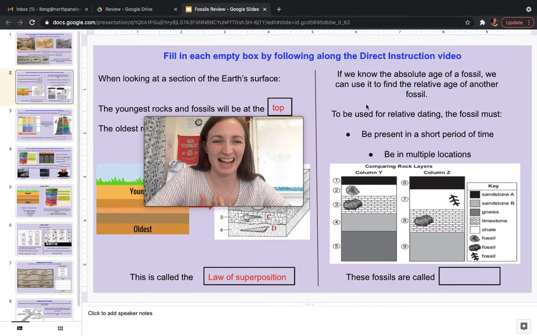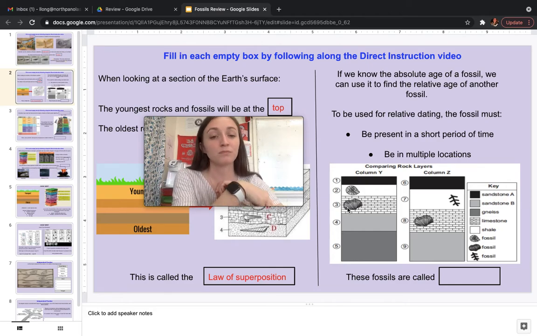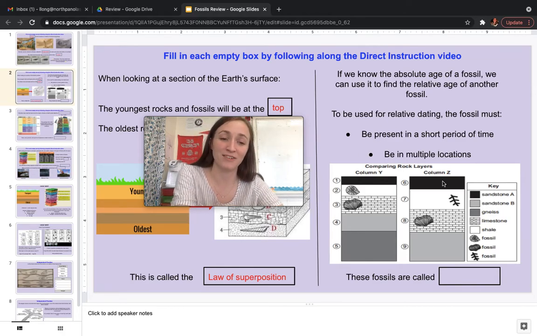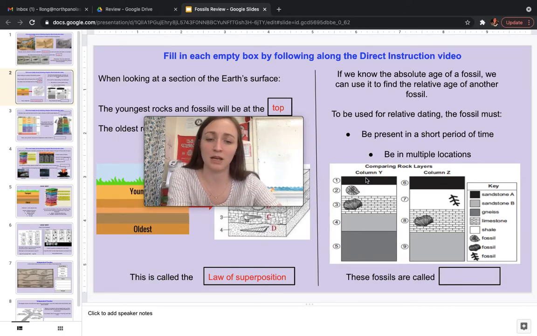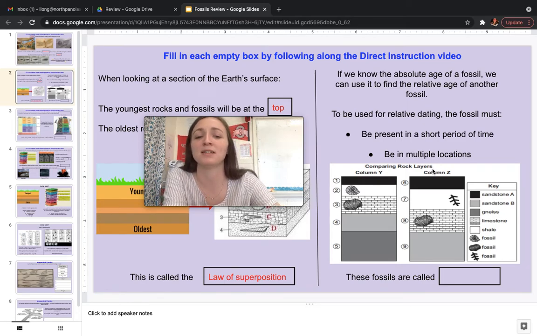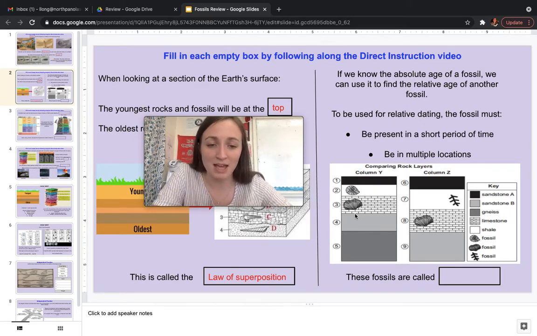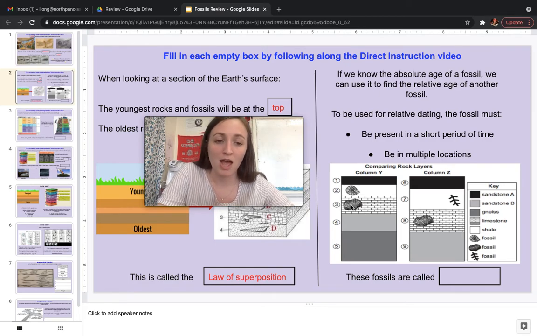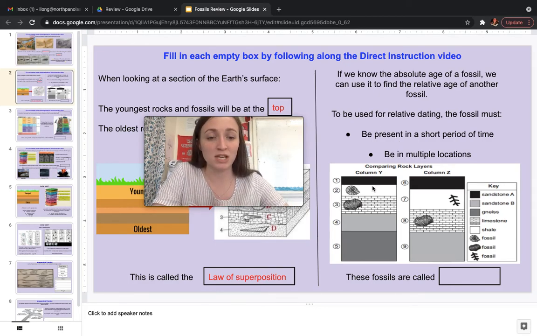If we know the exact age of a certain fossil, so like let's take a look at this fossil right here. If we know this fossil is 15 million years old, we can use it to figure out the age of that same fossil in a completely different spot in the earth. So like here, let's say in column Y, we're digging up fossils in Como. And column Z is a piece of the earth that we dug up in Sardis. So we're in two different spots in the earth. So if we know the age of fossil 3 over here in layer 3, if it meets certain standards, we can use that to figure out the age of a fossil in a different location.